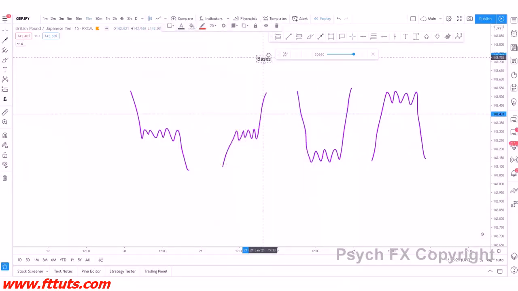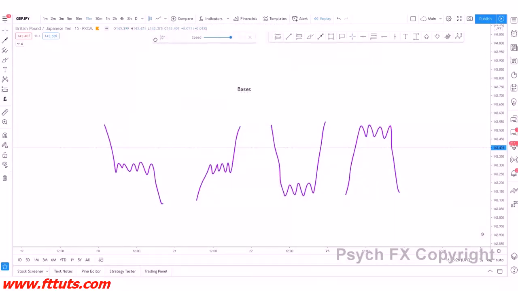The idea behind these bases, as I mentioned, is they are the footprint of the institutions accumulating orders. In the next section, we're going to combine this with an understanding of my version of Wyckoff, to give you a really deep understanding of the institutional methods that can be used and applied in the market. But for now, let's just focus on this.